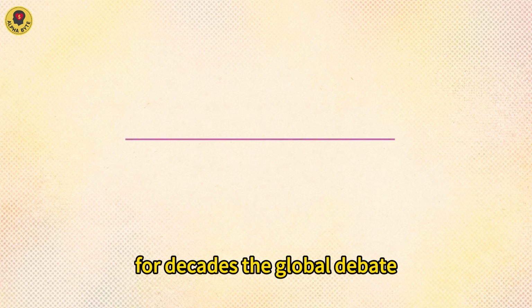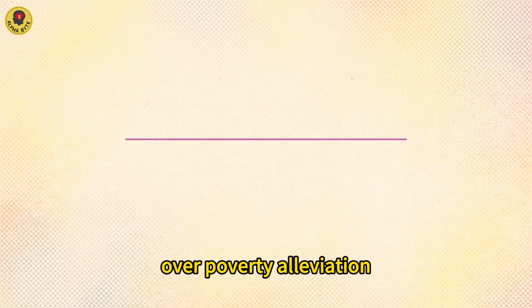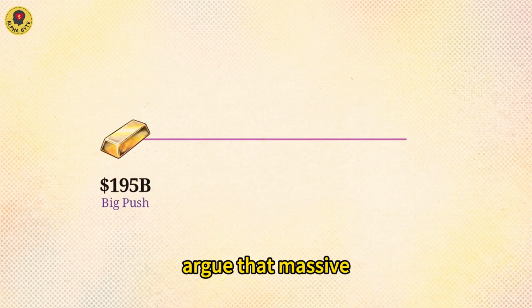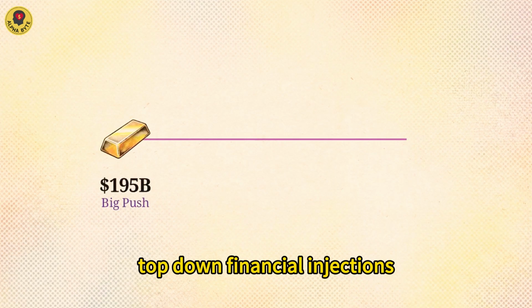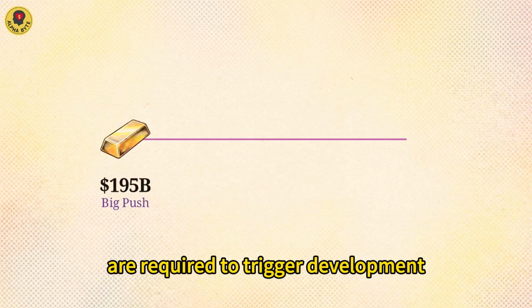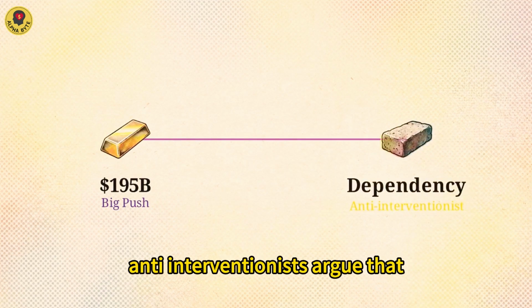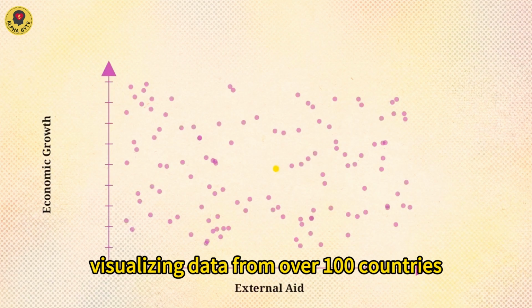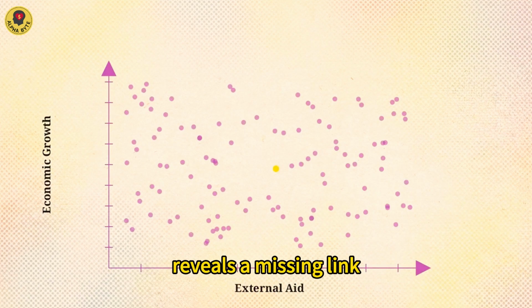For decades, the global debate over poverty alleviation has focused on two macroeconomic extremes. On one side, economists like Jeffrey Sachs argue that massive top-down financial injections are required to trigger development. On the other side, anti-interventionists argue that aid creates dependency. But this scatterplot, visualizing data from over 100 countries, reveals a missing link.